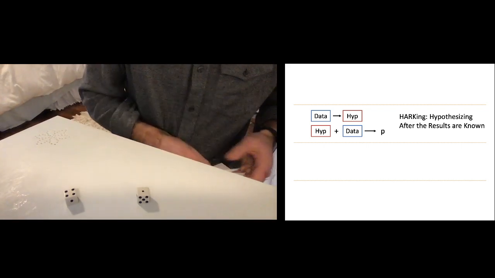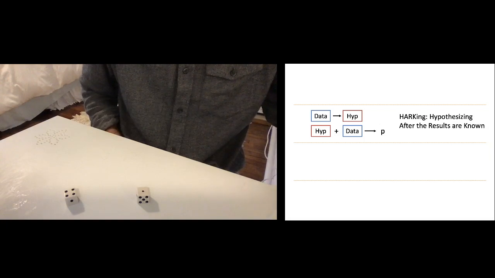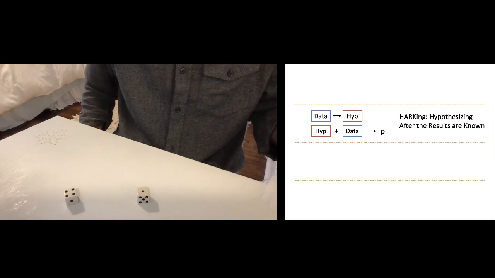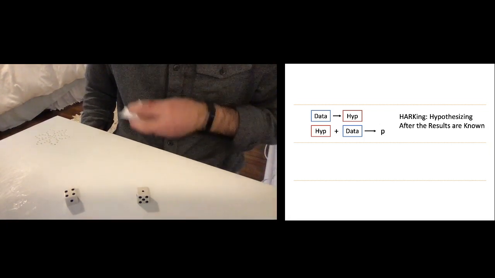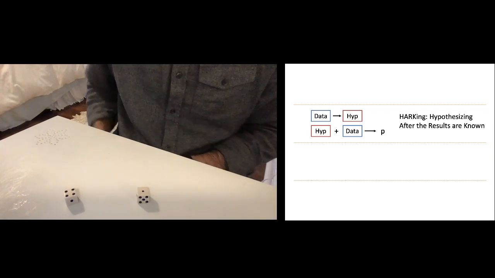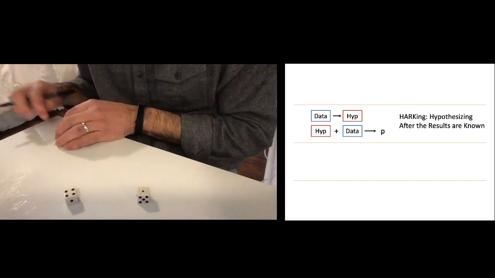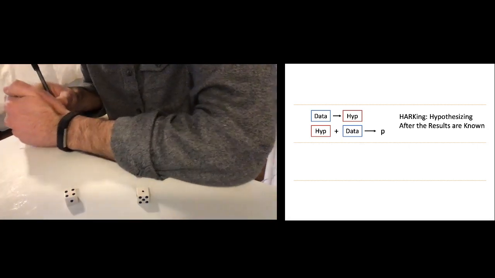Okay, so let's do something else here. So now I'm going to try to be a little more convincing. So what I'm going to do is I've got some paper here. I'm going to write down my guess before I roll the dice. Okay, so let's see. I'll just hide it over here.